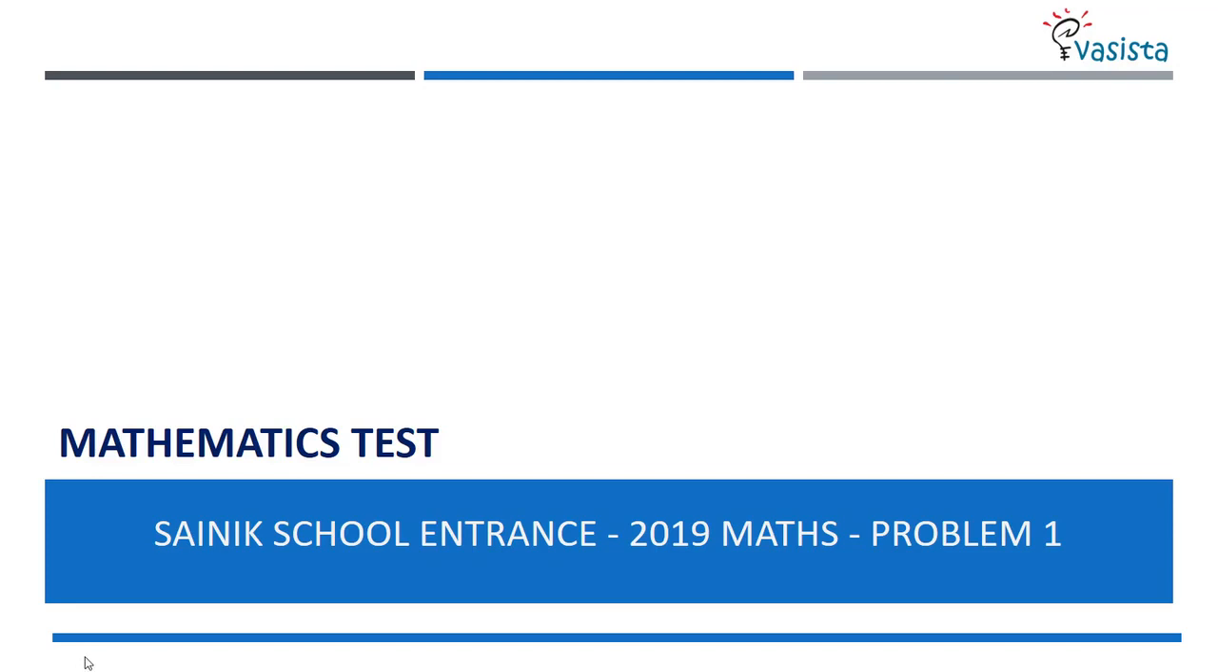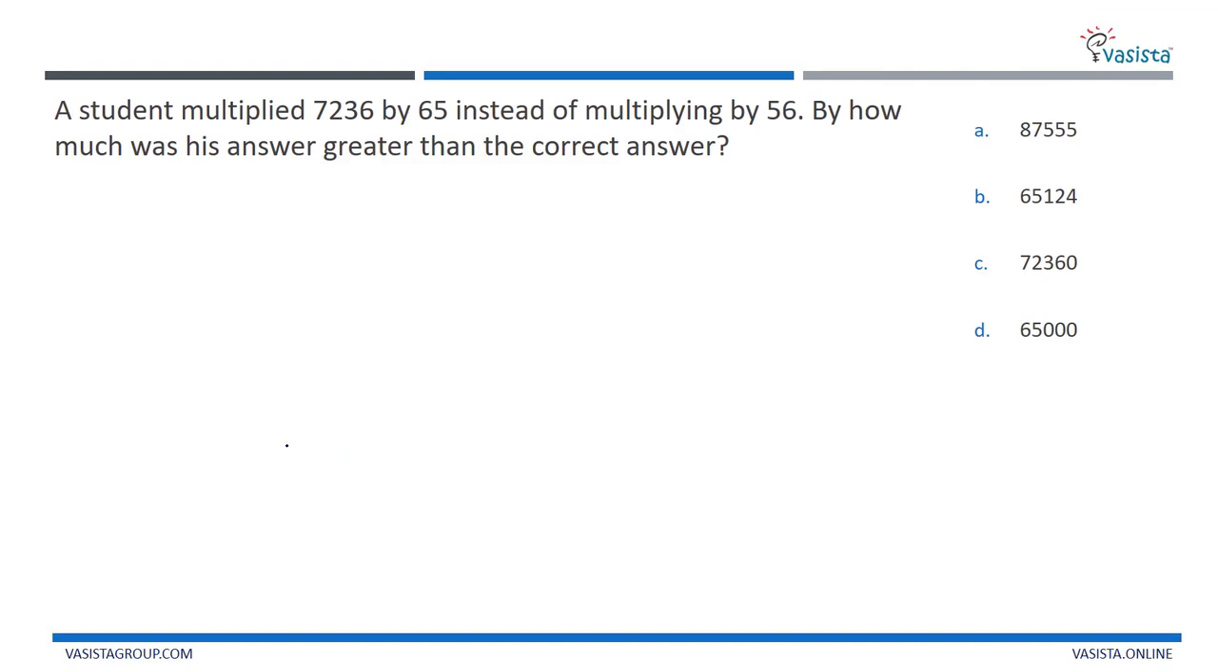Fine, let us start solving the problem based on the 2019 Sainik School entrance examination. This is problem number 1. Let us check this out. A student multiplied 7236 by 65 instead of multiplying by 56. By how much was his answer greater than the correct answer?